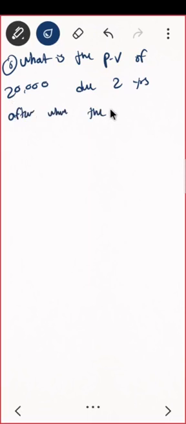look at this question. What is the present value of 20,000 rupees due 2 years after, when the interest rate is 12%, compounded quarterly.